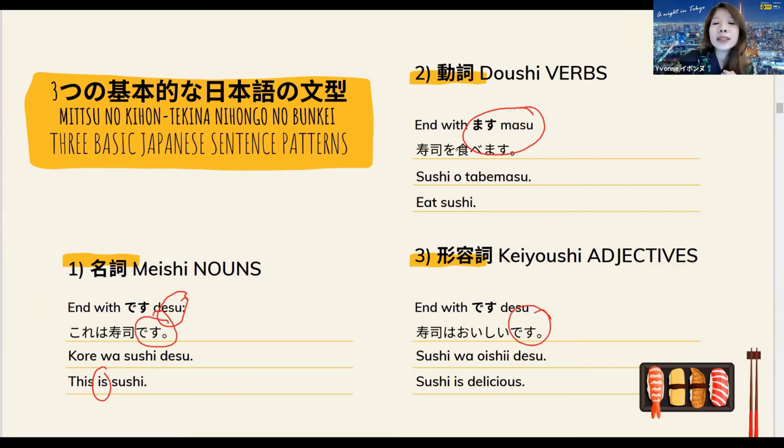Next is keiyoushi. Keiyoushi is adjective. What is adjective? Is to describe something. Pretty, smart, handsome, ugly, yummy, delicious. All these are all keiyoushi. These are all adjective. Alright? So for example, it always ends with a desu. Of course, sushi wa oishii desu.